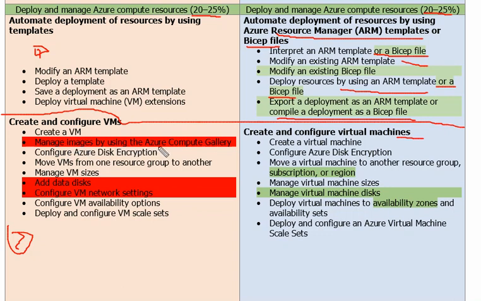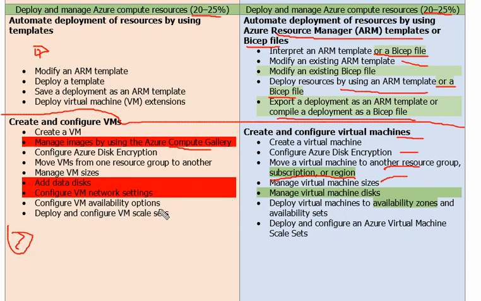and the manage images by using the Azure compute gallery is being removed from the new syllabus. Configure Azure disk encryption is there. Move virtual machine from one resource group to another is also there, that one. But it is subscription and region part is added, so two new things are being added here. Manage VM sizes, that is also available in new. Add data disk is being removed, this part, and configure VM network setting is also removed.